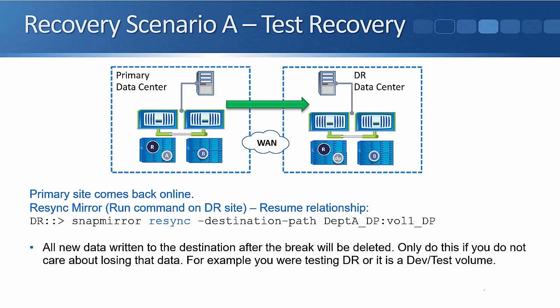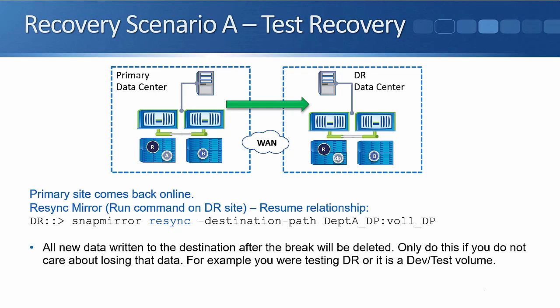Next thing that we're going to cover in our scenario is test recovery. So let's say that we did a failover, but we didn't actually have an actual disaster. We just wanted to test that disaster recovery works. So we did the failover with the SnapMirror commands that you saw on the slide previously, and we'll write some test data into the DR site and check that everything works. Once we've completed the test and it's been successful, we can then fail back to the primary data center.